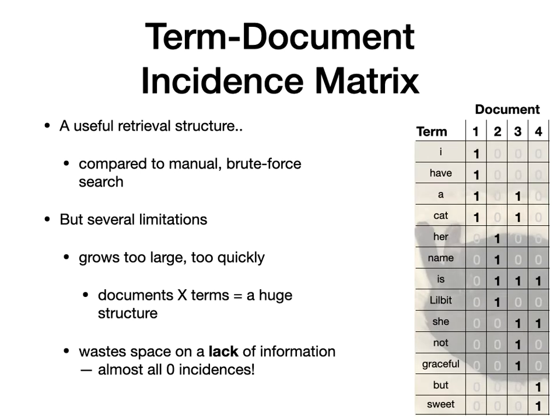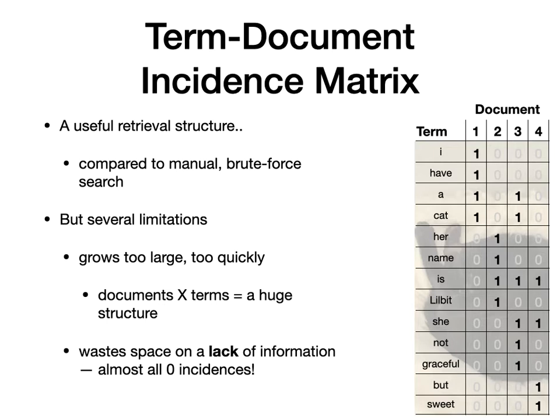What were we on about last time? The term document incidence matrix, right? This is still a useful retrieval structure. I'd rather have this big giant board of where everything lives in my document collection than having to search through it by brute force. But there's a lot of limitations here.